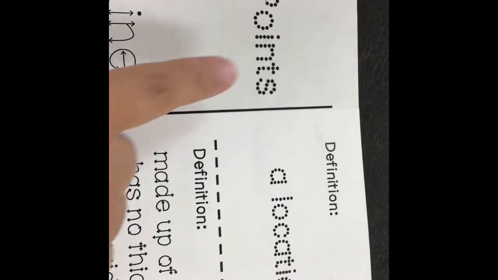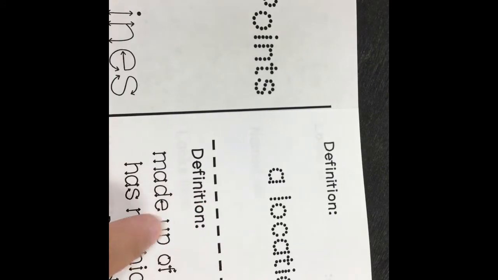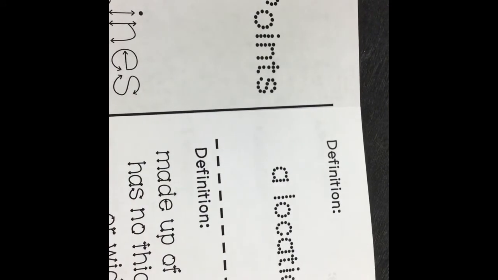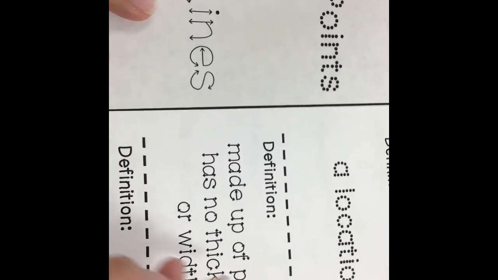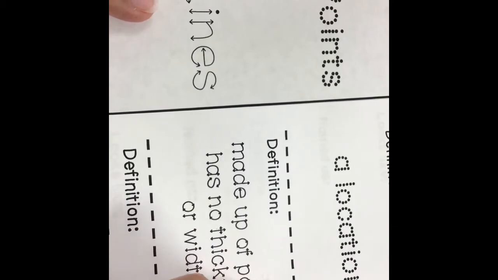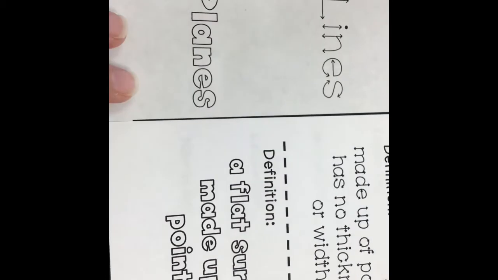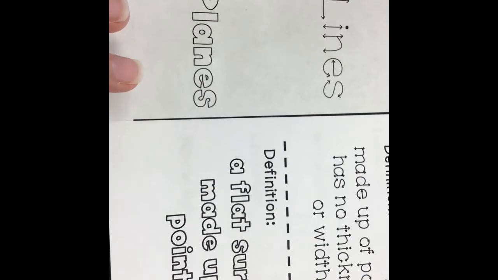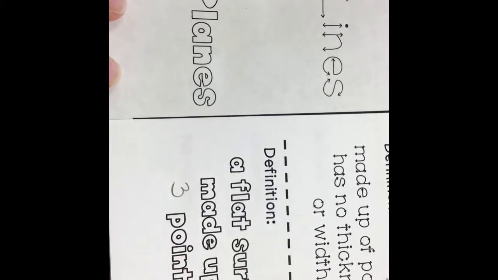What this says is that points are a location. So just like you can tell, it would be just a point. Lines are made of points with no thickness and no width. What I want you to write here is that it really does need two. It needs 2 points. On the plane, it says a flat surface made of 3. You need to put 3 right here. 3 points.